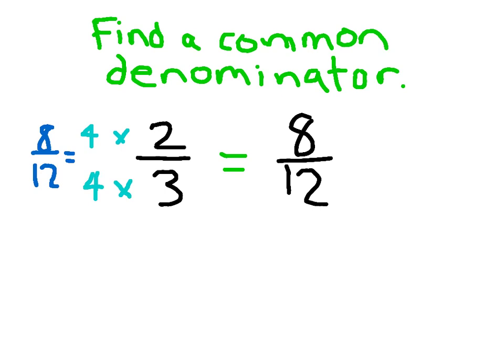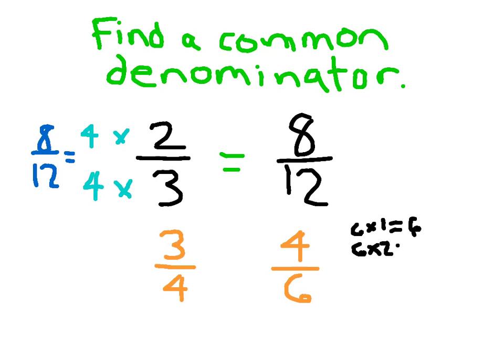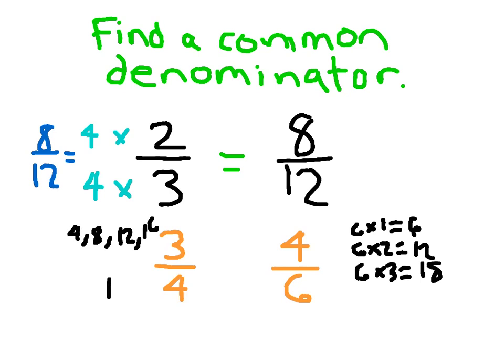Here's another example. 3/4 and 4/6. If we think about sixes, we have 6 times 1 equaling 6, 6 times 2 equaling 12, 6 times 3 equaling 18. We think about multiples of 6. If we think about multiples of 4, we have 4, and then 8, and then 12, and then 16. And a common multiple is 12. So we can go to 12ths again.